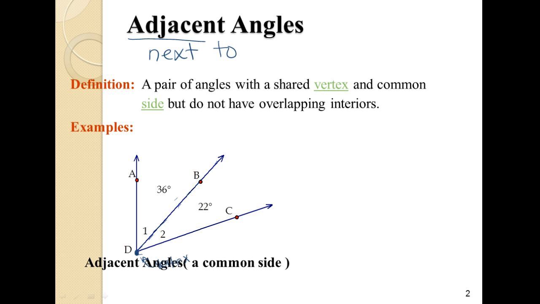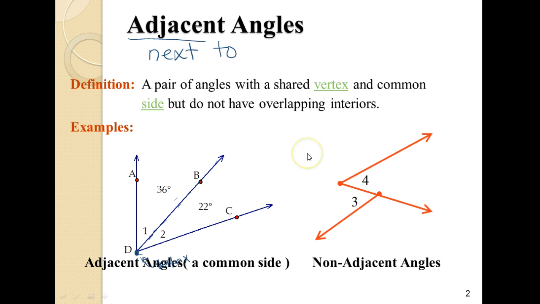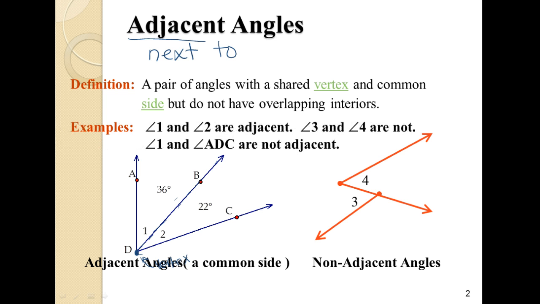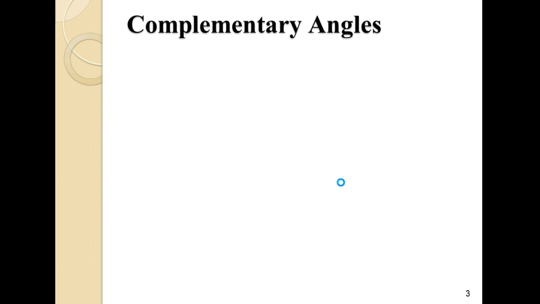Now a non-example will be something like this one, the red one right here, because it's not adjacent angles because they do not have the same vertex. Alright, now so angle 1 and 2, those two will be adjacent. However, 3 and 4 are not adjacent. Again, they do not have the same vertex.